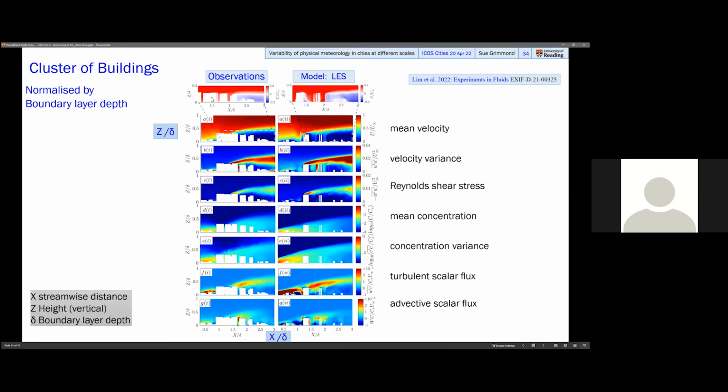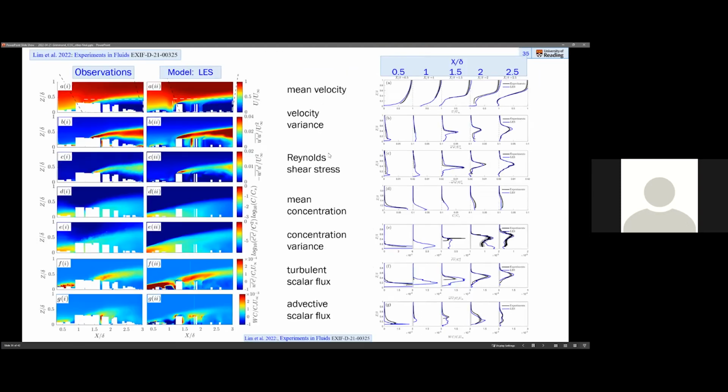So you can see the difference, that we're seeing more of these white blocks where the buildings are in the water tunnel observations than what we see within the large eddy simulation. We also can see more detail about what's happening behind individual buildings between the two, but we can see that there is generally a similar relationship between each of those variables, in that the shape is generally similar between the two. And again, we can look at profiles at different distances along the x dimension.